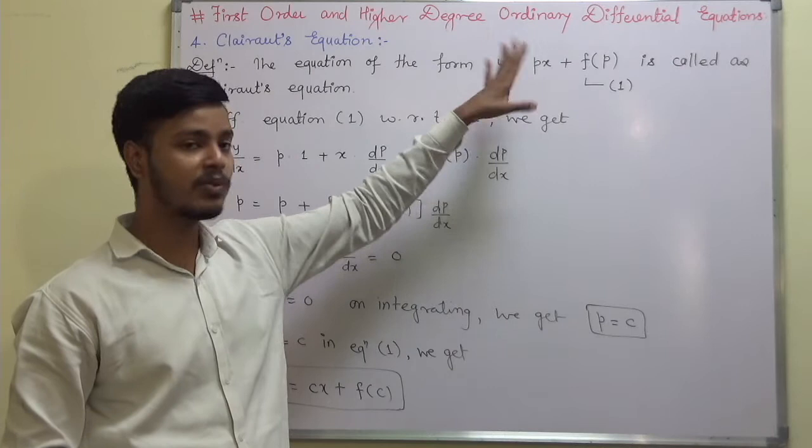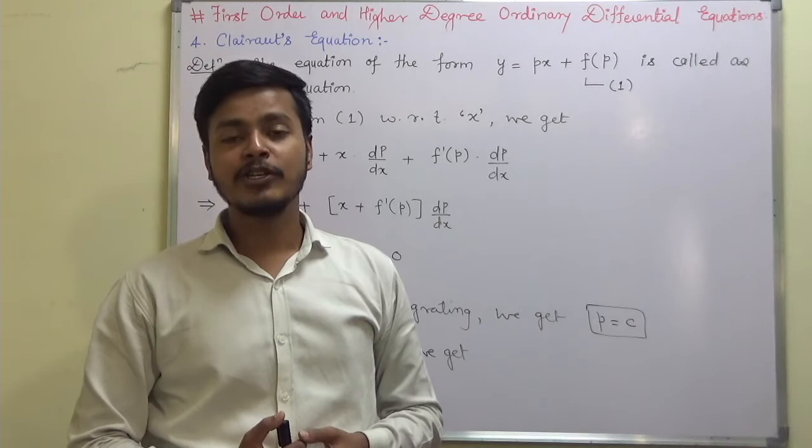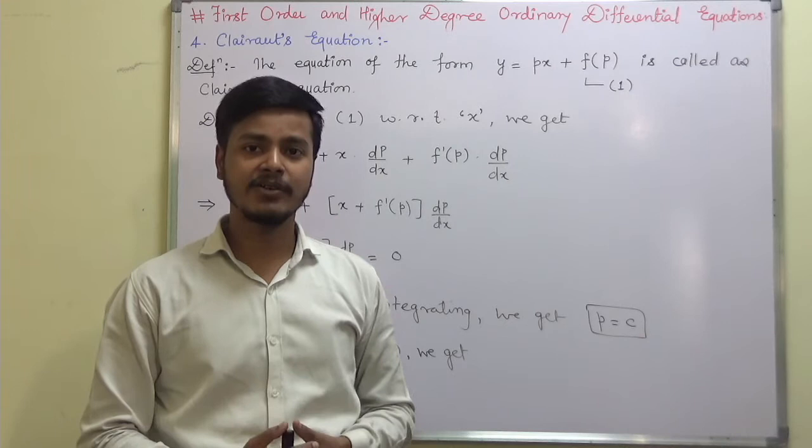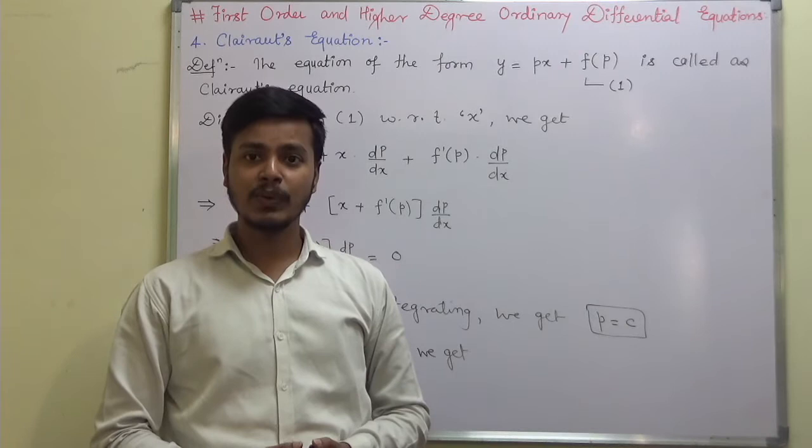I have used here p is equal to c. When you appear for the online examination or the competitive examinations, you might see p is equal to a, p is equal to b, any constant. So don't bother about it, because one arbitrary constant can be replaced by another arbitrary constant. Simple, okay?